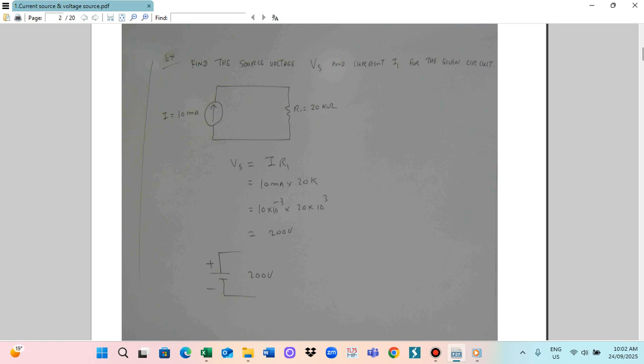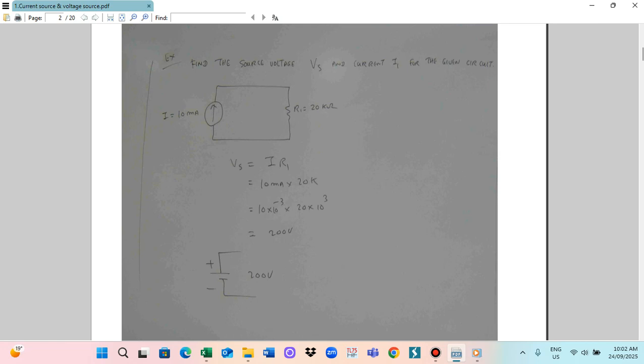Because of this you can now convert to the voltage source. So this one will be like this. So this will be the 200 volt. So if you find the current and resistance, you can alternatively find the voltage.